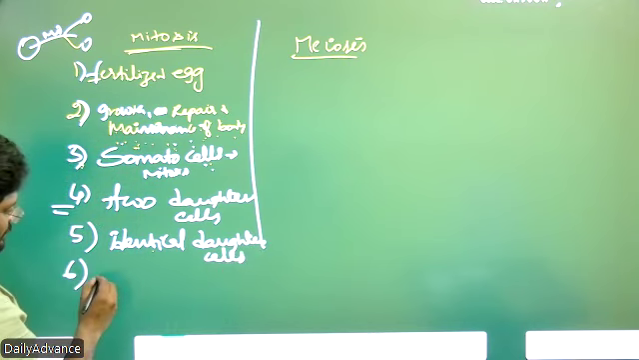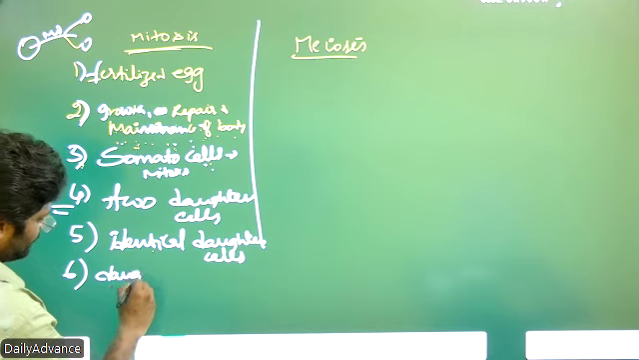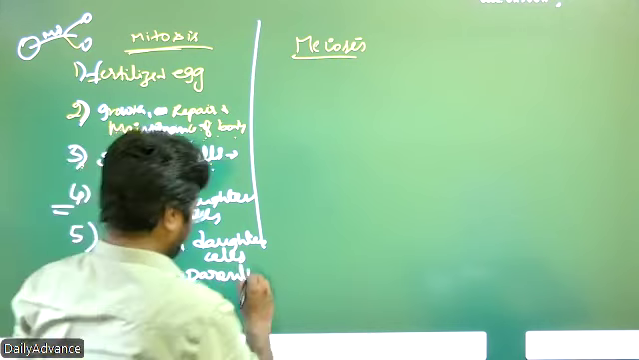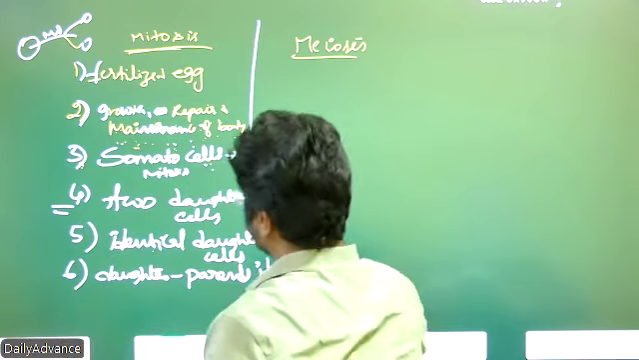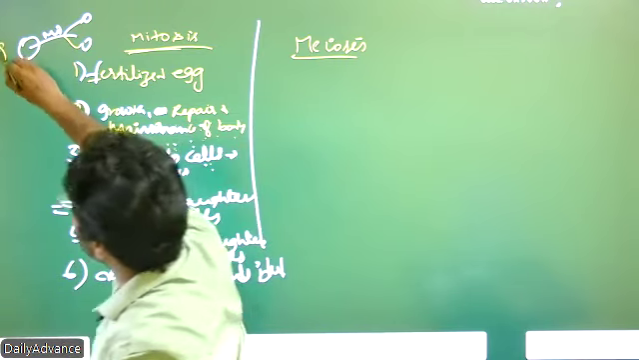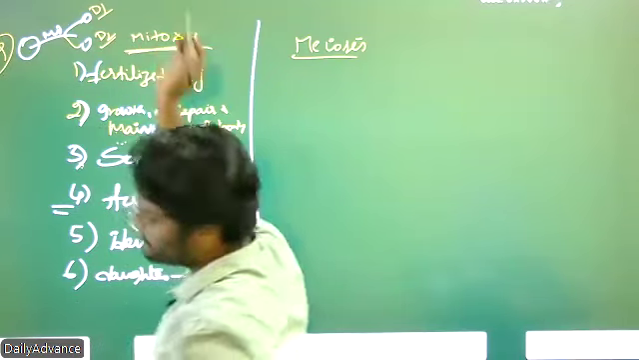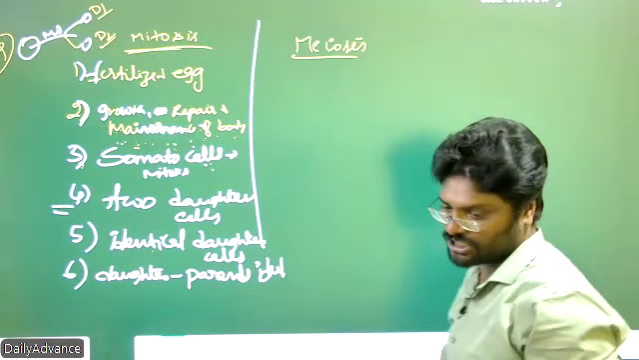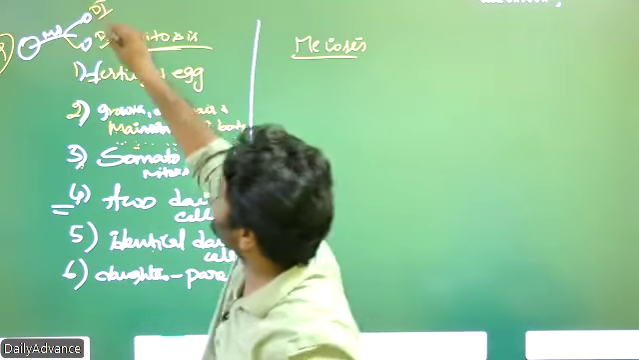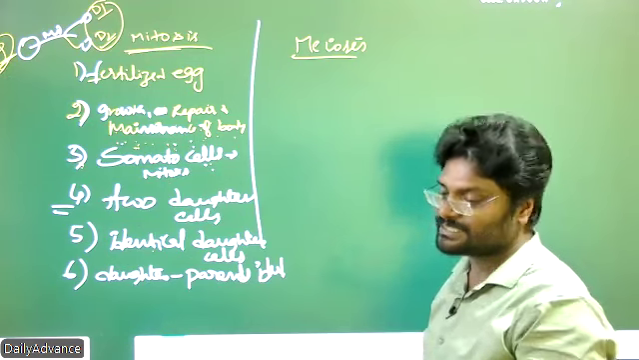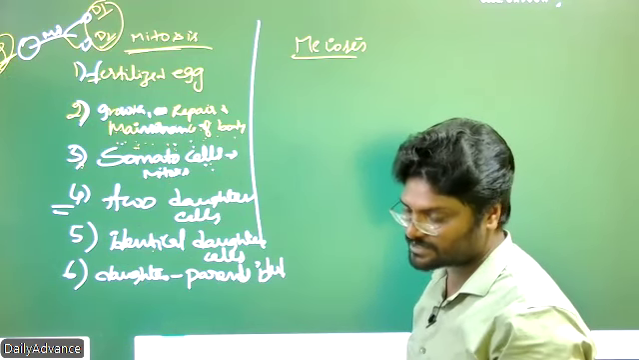And the sixth one is that daughter cells are identical with the parent cell. So this is the parent cell, and this is the daughter cell: daughter cell 1, daughter cell 2. Both are identical to each other, and these two together are identical with the parent cell. That means the parent cell disappears by giving rise to the two daughter cells.